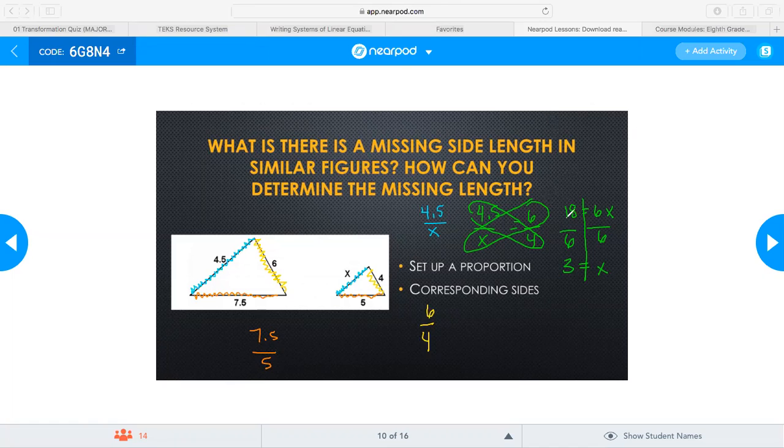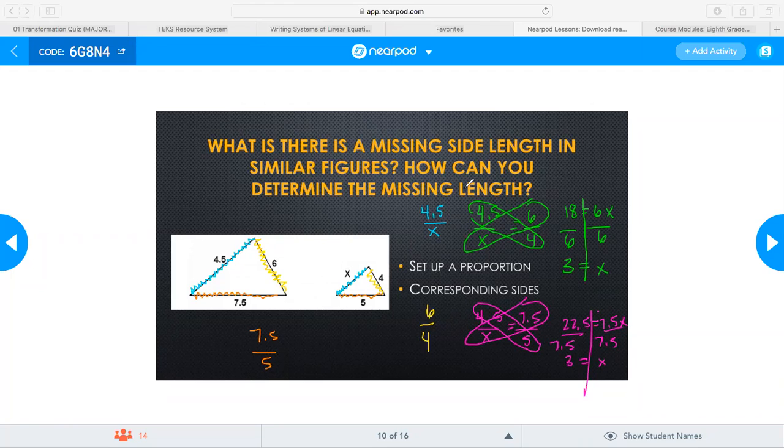So do you see how we kind of already did this at the beginning of the year? Now it's just with actual figures. Here's a question I might get: Well, Ms. Patterson, can I use the 7.5 over 5? Will that also give me the same answer? Absolutely. If I did 4.5 over X equals 7.5 over 5, it should equal the same thing because all the sides are proportional. So 4.5 times 5 is 22.5 equals 7.5X. Divide both sides by 7.5. I should still get X equals 3.